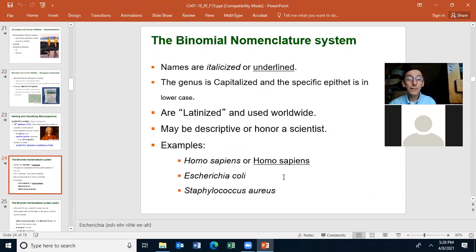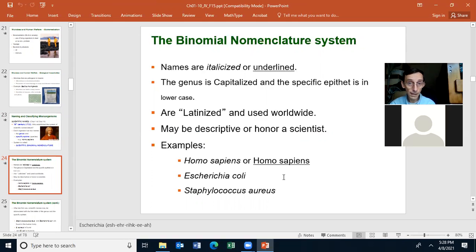In his binomial nomenclature system, all names are italicized or underlined to let people know that it is a scientific name. So if you're typing it, you italicize it. If you're writing it and you can't write in italics, which I certainly can't, you underline it. The genus name is capitalized and the specific epithet is lowercase.